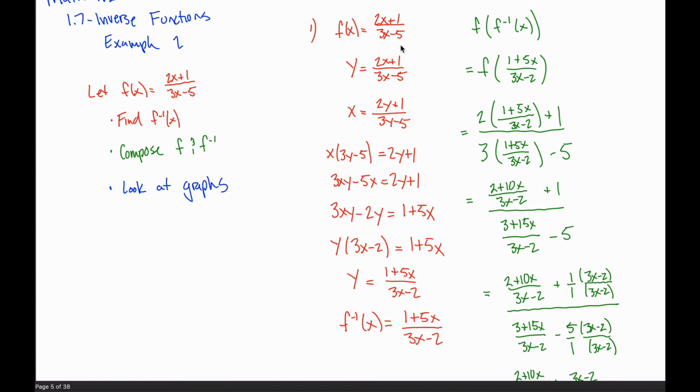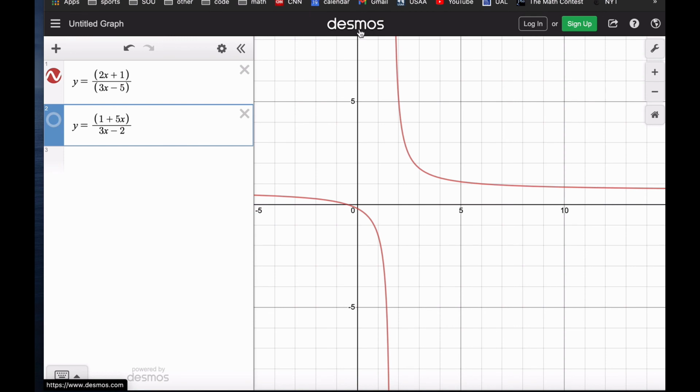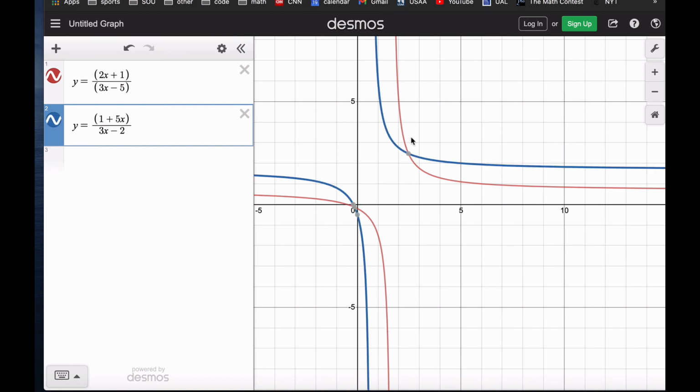But I do want to show you what they look like, so I'm going to pull up some graphing software. Desmos is a pretty good free graphing program that's available online. I'll use it a fair amount in this class. I typed in 2x plus 1 over 3x minus 5, which was my original function, and then 1 plus 5x over 3x minus 2, which was my inverse function. What's pictured is just the graph of the function itself. The graph of the inverse function would look like this. And it's kind of hard to even look at if you just see it in this view.